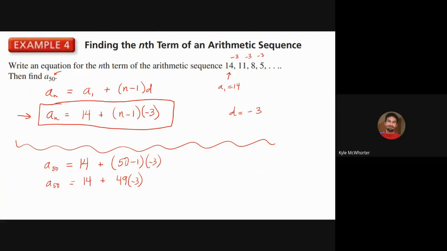So 49 times 3 is 147. So 49 times negative 3 would be negative 147. So we're doing 14 minus 147, negative 133.